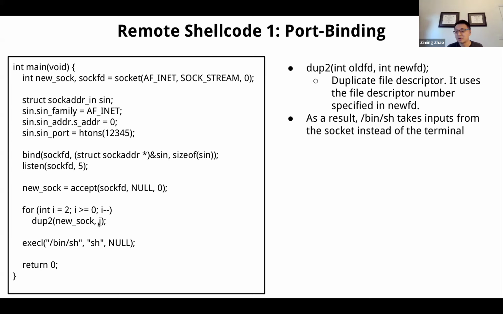So after that, all those three file descriptors do not point to the original ones anymore. The original ones may be the terminal. Now they point to the socket. Then after that, we just need to do execve to create a shell. And this execve will not change the file descriptors, which means we are getting a shell. However, this shell will be running on the server, but it is not taking input from the terminal. This shell is taking input from the socket.